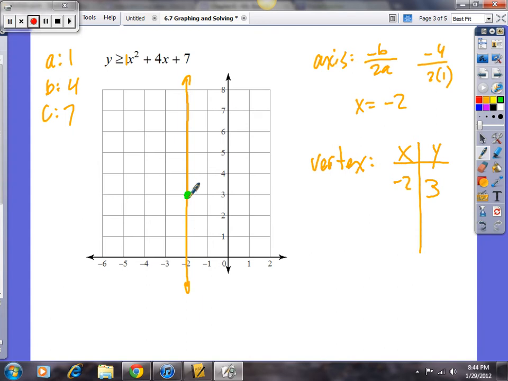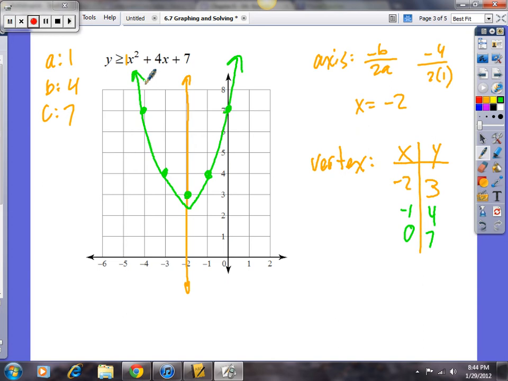Okay, I'm going to try, I'm going to plug in a negative 1. Negative 1 squared is 1. 4 times a negative 1 is a negative 4. 1 plus a negative 4 is a negative 3. Plus 7 is 4, so left 1, up 4. Reflects right there. And I'm going to try 0. 0 gives me 7. So 0, up 7, and it reflects right there. This one should be a solid line.